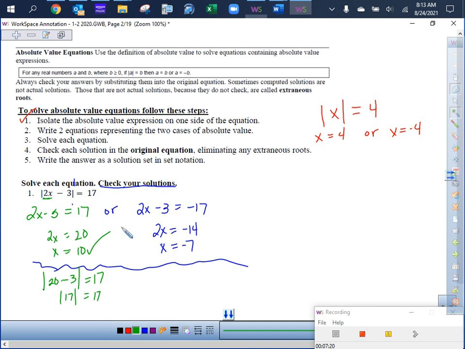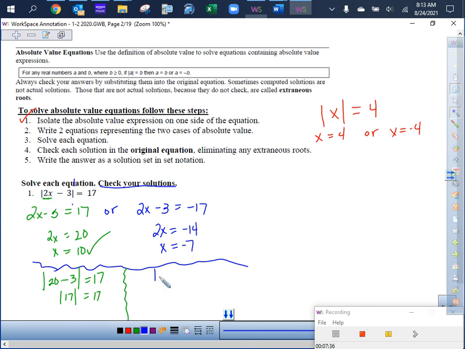10 checked. Like 17 is not our answer. 10 was the answer. 10 was the value of x. Then I put another little squiggle, squiggle, squiggle going up and down. It's almost like a T-chart from geometry. And now we've got to check negative 7. Back into the OG. So put negative 7 in there.